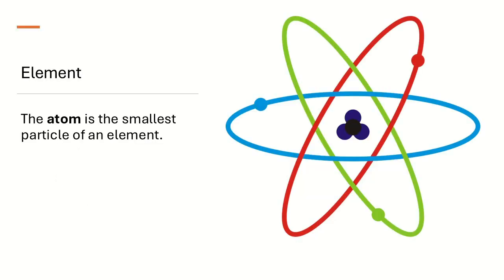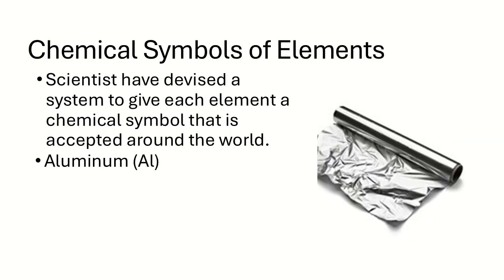Now the elements are made up of atoms. These are the smallest particles. They have their own composition. Each atom is unique for each element. To keep track of all the elements, scientists have devised a system to give each element a chemical symbol that is accepted around the world.